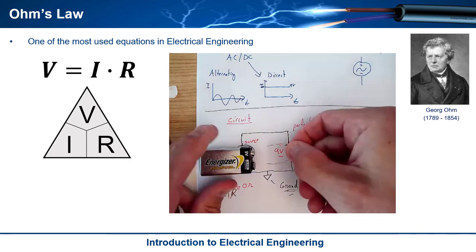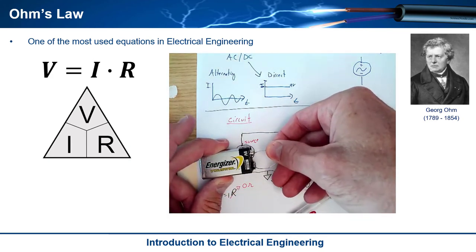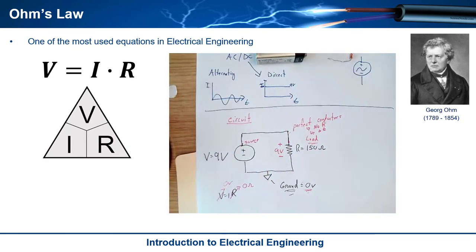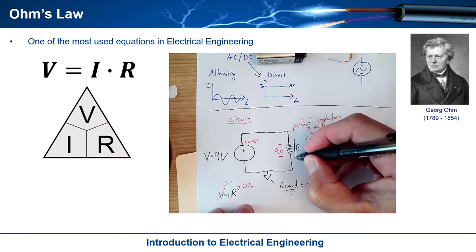So I actually sat there and just did this. Okay, boom, boom, 9 volts across that resistor. There's nothing magic about that. Now though, check this out. I can actually calculate the current that flows through this resistor.